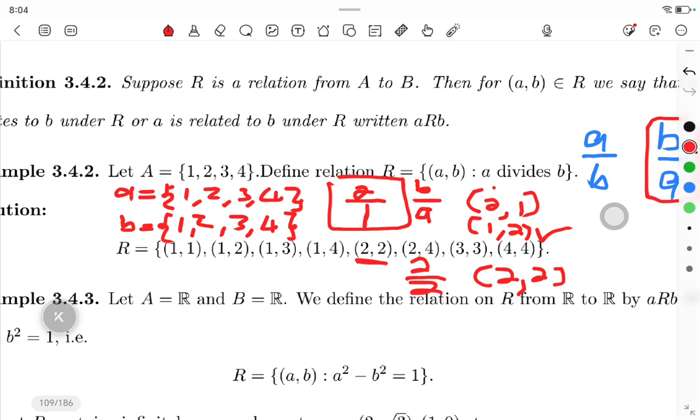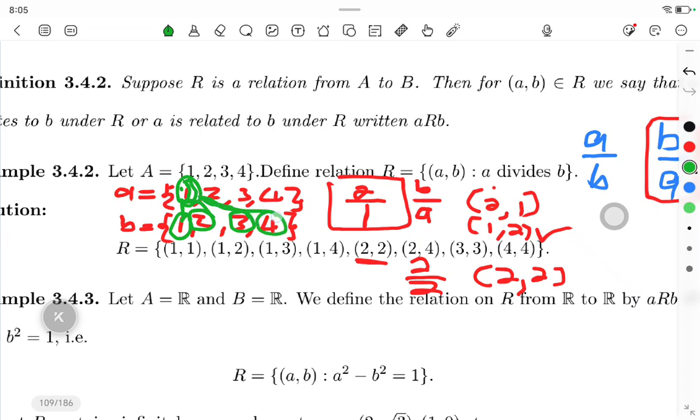Let me do this again. We know that our A is {1, 2, 3, 4} and our B is {1, 2, 3, 4}. So let's ask ourselves: can 1 divide 1? Yes. Can 1 divide 2? Yes. Can 1 divide 3? Yes.